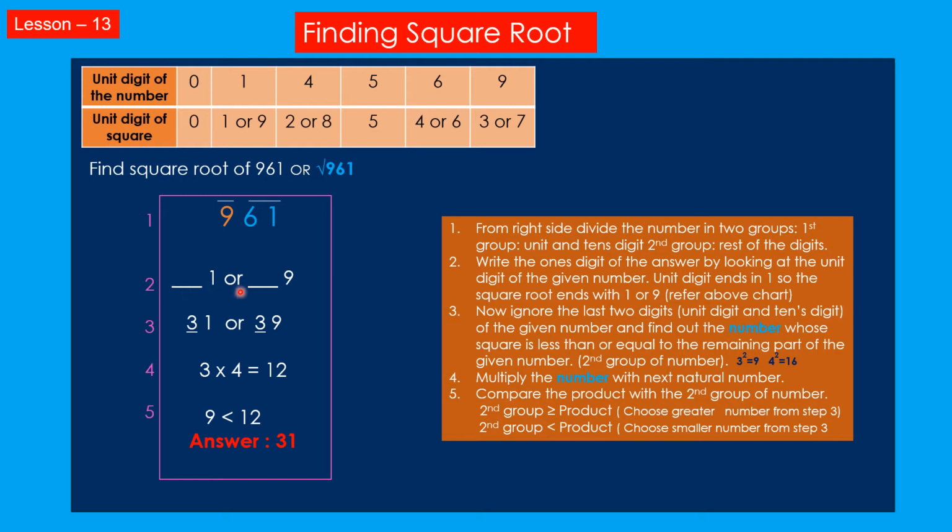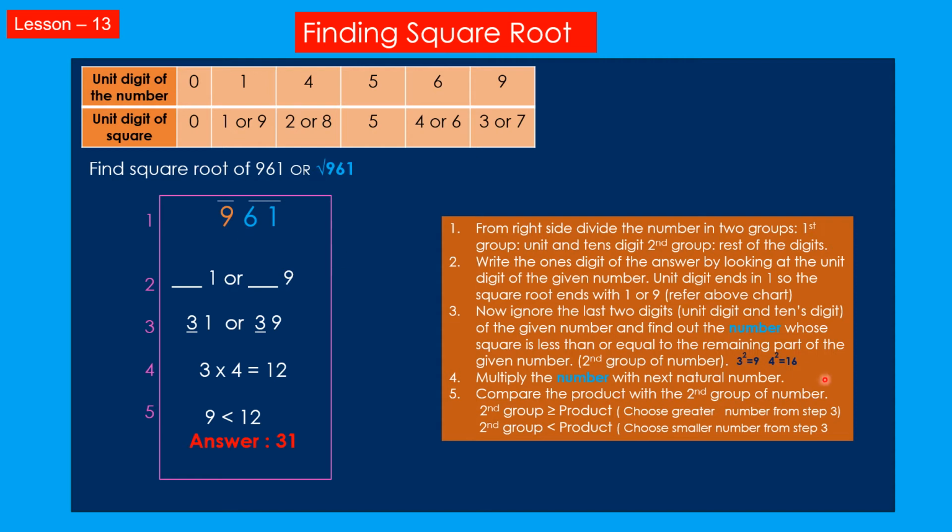And then we put a blank here. We need to find the tens digit of our answer. Let us see what we are going to do in step 3. Now ignore the last two digits. So ignore 61. Ignore the last two digits, and then you have to find the number whose square is less than or equal to the remaining number, that is 9.